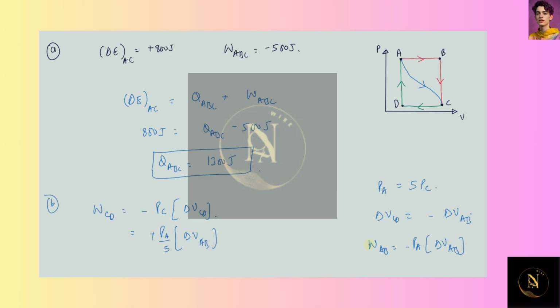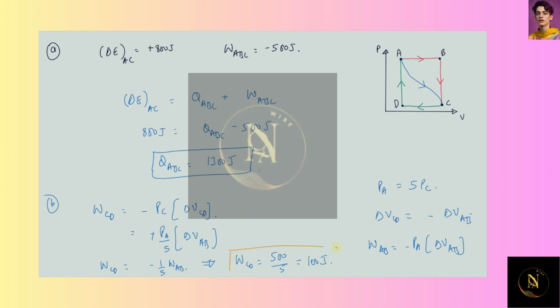If we compare both these expressions, we can say that the work done for the process CD will be equal to minus 1 divided by 5 work of AB. This is the expression that we have got, and the work of AB is given as minus 500. So from here WCD will be equal to 500 divided by 5, because the minus sign is there and the minus sign is also there, so it will become plus, and it will be equal to 100 joule. So this is the answer for the B part.